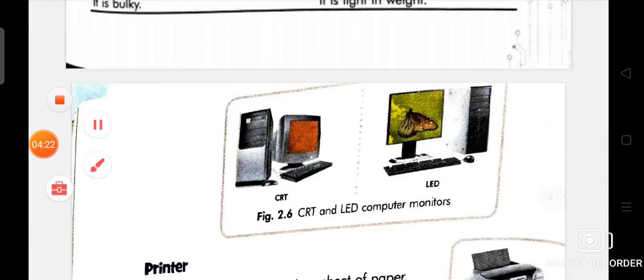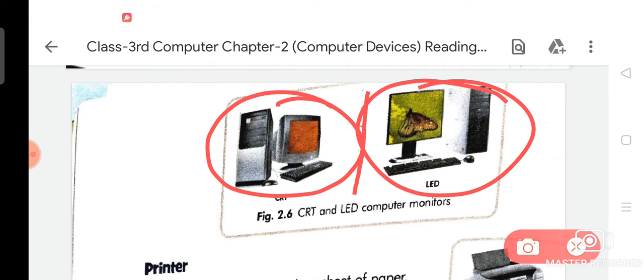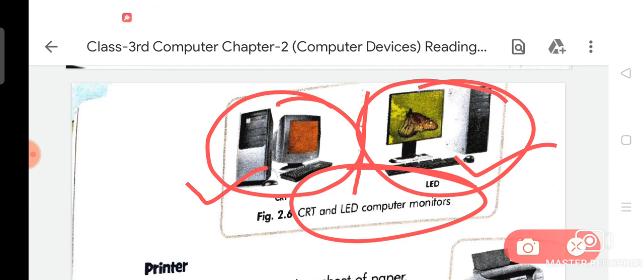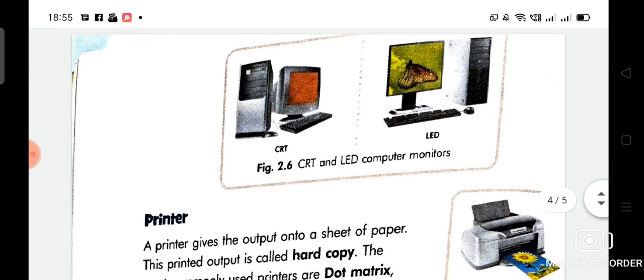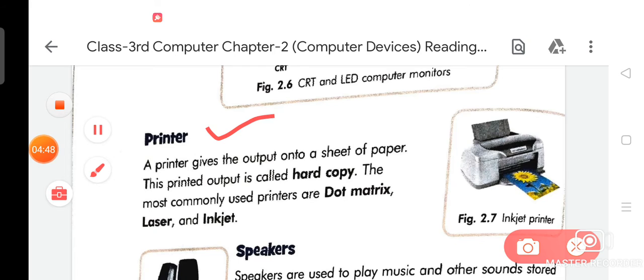On your page, as you can see, there are two pictures. The first is CRT and the other is LED. Figure number 2.6, CRT and LED computer monitors. Now your next topic from your chapter is printer. We are going to read about printer.